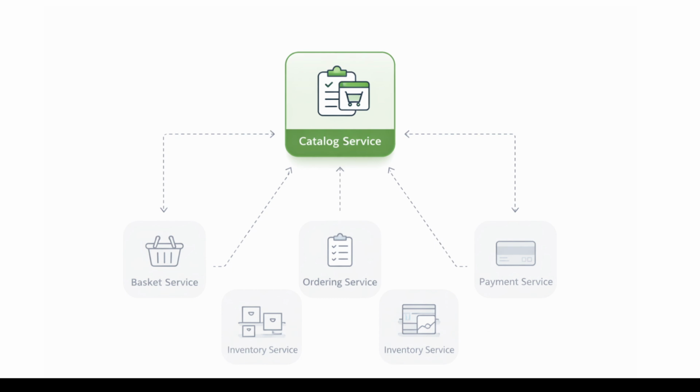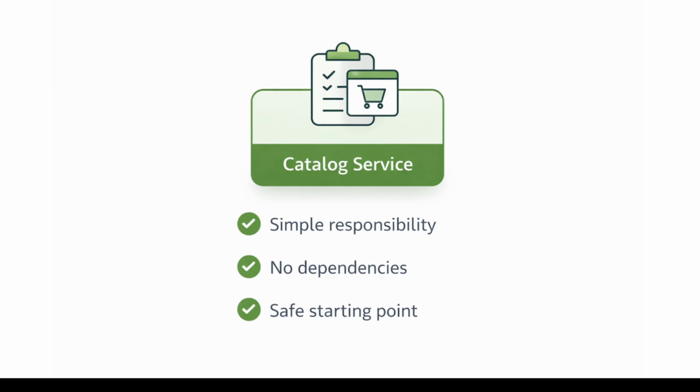The first question is, which microservice should we build first? We always start with the simplest, least dependent service. In our case, that's the catalog service. We start with catalog because it has a clear responsibility. It doesn't depend on other services. It's mostly read heavy. This makes it a safe service to start with. A good architect also starts small.